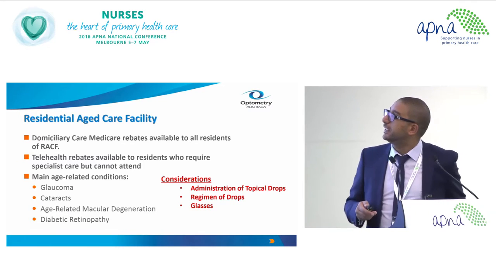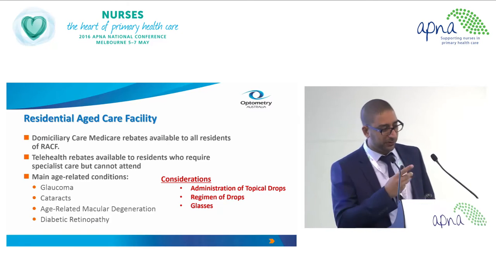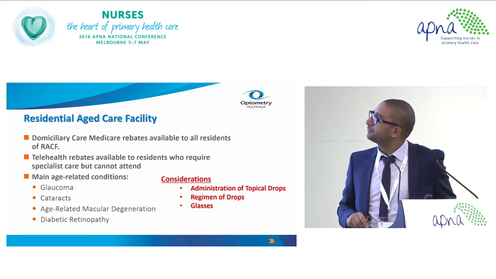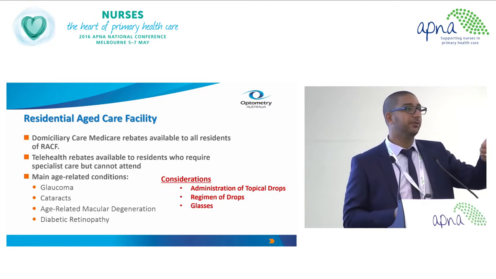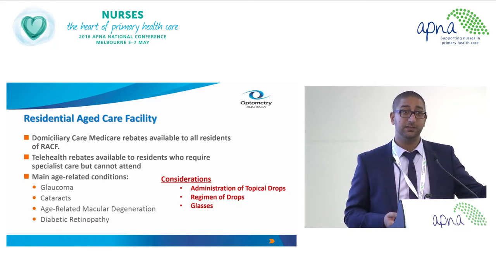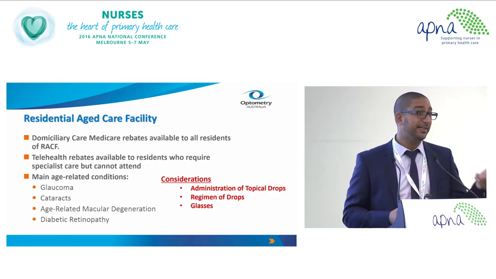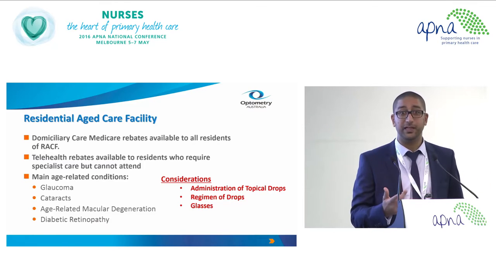Okay, residential aged care. This touches a little bit on what we were just talking about with glaucoma and drops. Something that a lot of people in residential aged care don't know is that they're entitled to an eye test. They don't know that someone can come out and give them an eye test, and that they will actually pay nothing out of pocket. There's a domiciliary loading as well as the rebate for the eye test itself through Medicare.